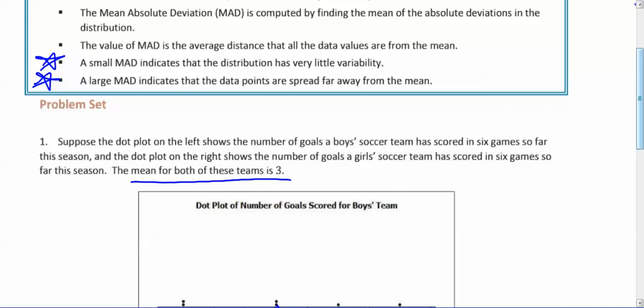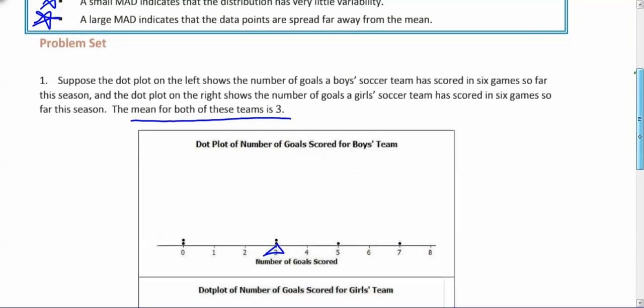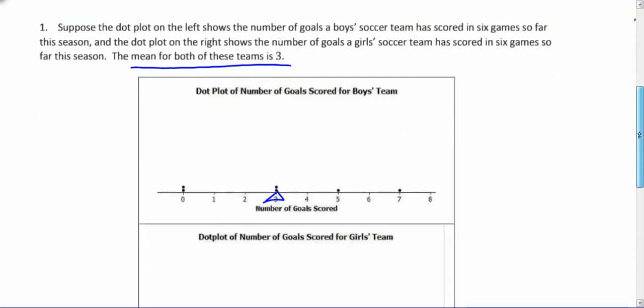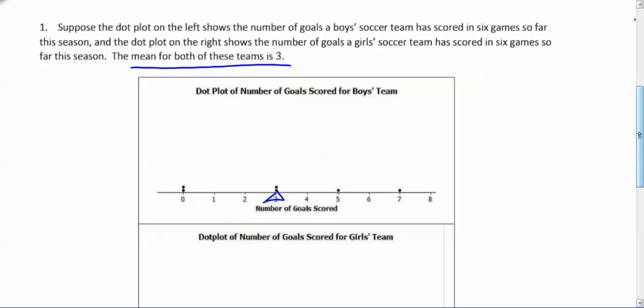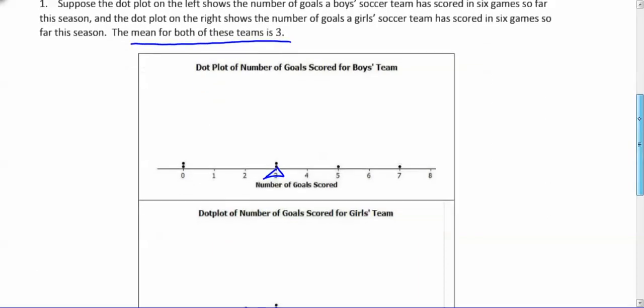So this next question that you had for homework says, suppose the dot plot on the left, which is on top actually, shows the number of goals a boys soccer team has scored in 6 games so far, and the dot plot below shows the number of goals a girls soccer team has scored in 6 games so far this season. The mean for both of these teams is 3. They gave that to you. If they didn't, that'd be easy to calculate. You'd add 0 plus 0 plus 3 plus 3 plus 5 plus 7, divide by 6, and you would get 3. Right now they gave it to us, so yay.